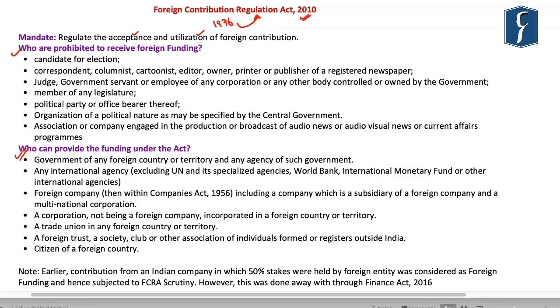The entities who are prohibited from receiving foreign funding under this act include candidates who are contesting elections, correspondents, columnists, cartoonists, editors of a registered newspaper, people who are associated with the government such as judges, government servants, employees of any corporation which is substantially controlled by the Indian government, members of any legislature, and political parties.